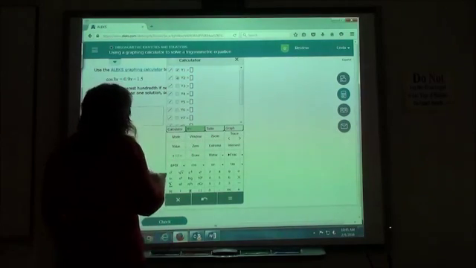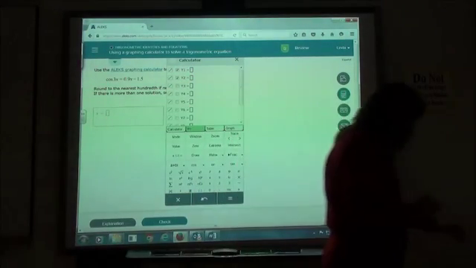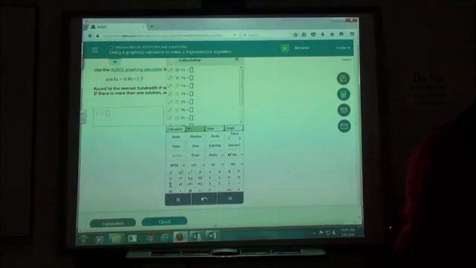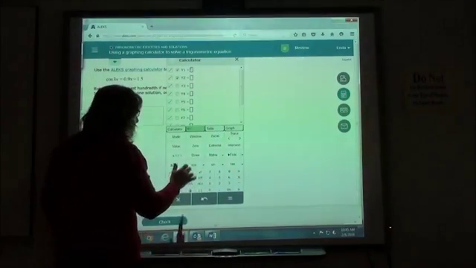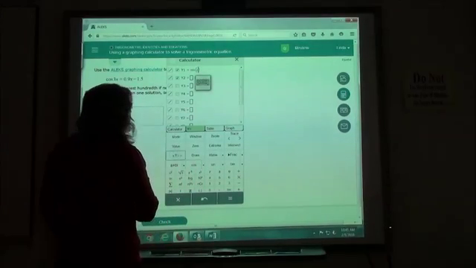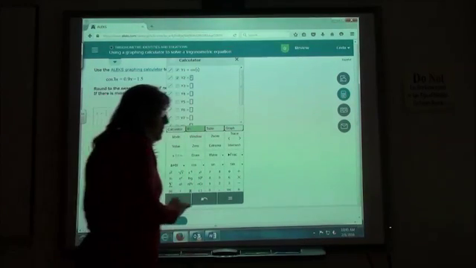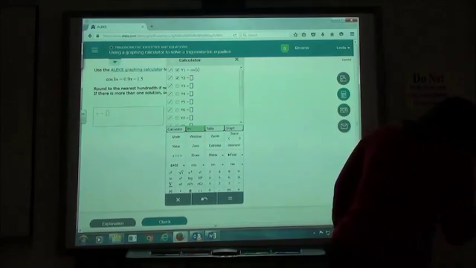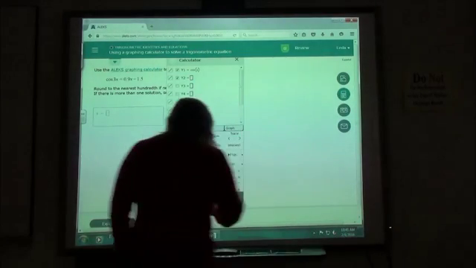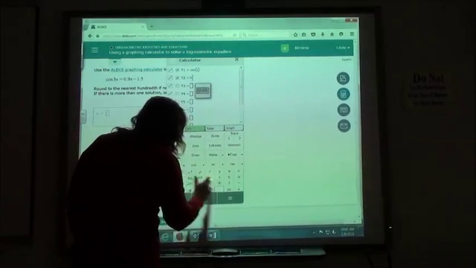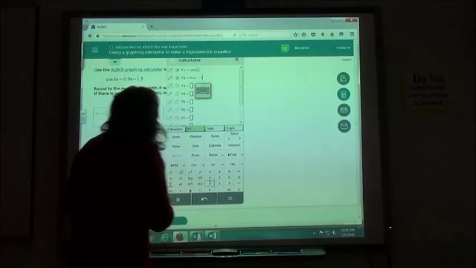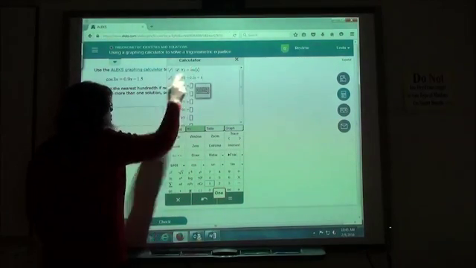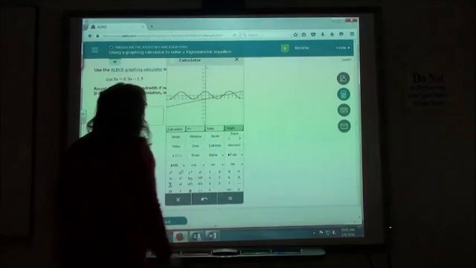And so I'm going to graph for number 5, cosine of x for my first one. So cosine, the x theta n key. My second one, I am going to do 0.2x minus 1. So 0.2, x theta n key, minus 1. So cosine of x, 0.2x minus 1. I'm going to hit graph.